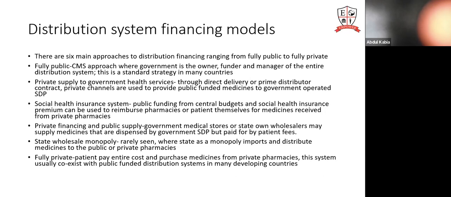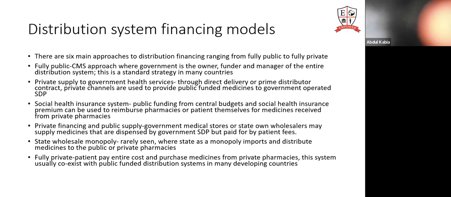Then you have the social insurance scheme. We have public funding from central budgets, and social insurance premiums can be used to reimburse patients themselves collecting medicines, or pharmacies that are dispensing medicines. You also have private financing and public supply, where government medical stores or a state-owned wholesaler may supply medicines that are dispensed by government service delivery points, but paid for by the patient.